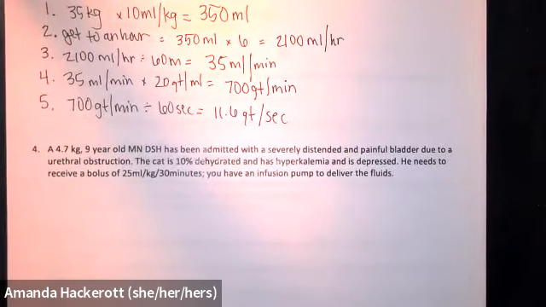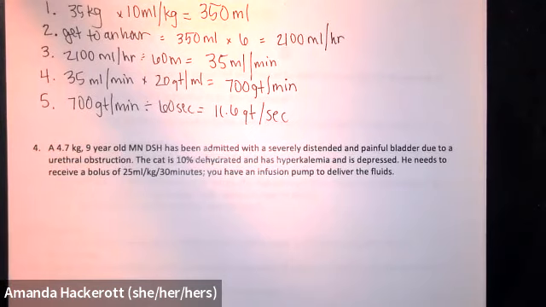Okay, and then lastly, we have a 4.7 kilo, 9-year-old male neuter domestic short hair who's been admitted with a severely distended and painful bladder due to a urethral obstruction. The cat's 10% dehydrated, has hyperkalemia, and is depressed. He needs to receive a bolus of 25 mils per kilo per 30 minutes, and we actually have a pump this time. Thank you, Lord.